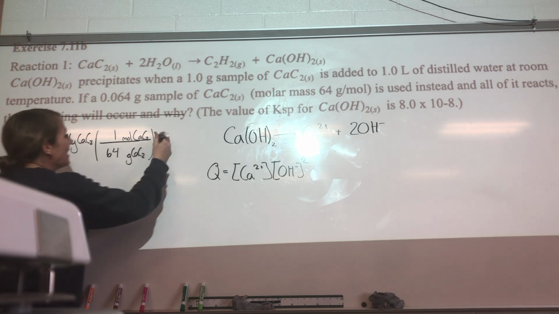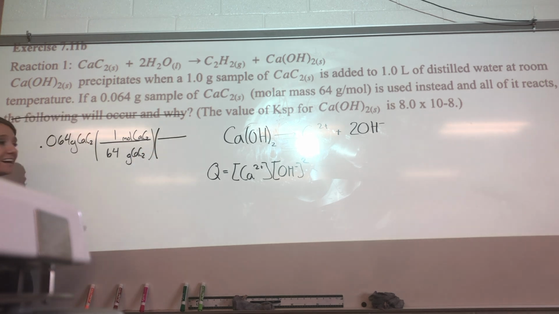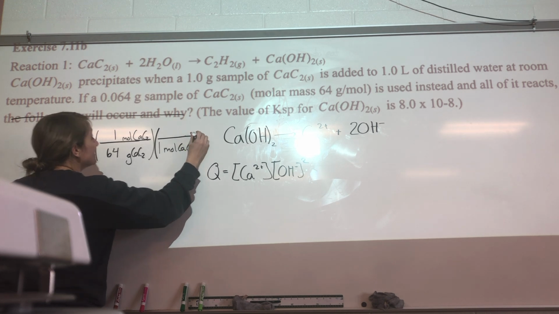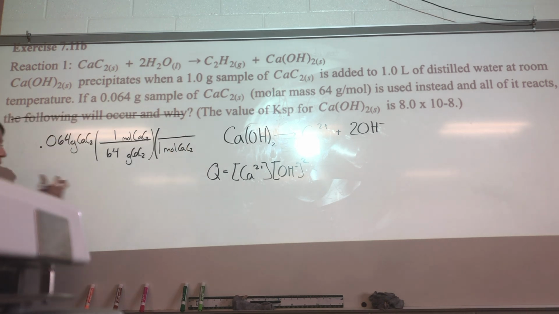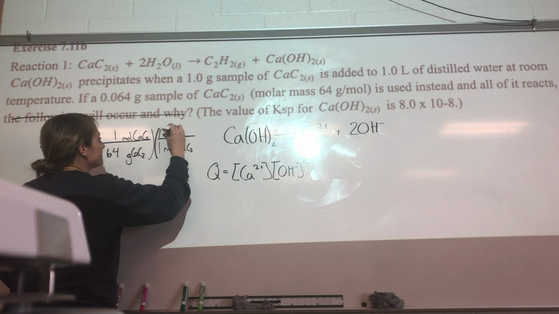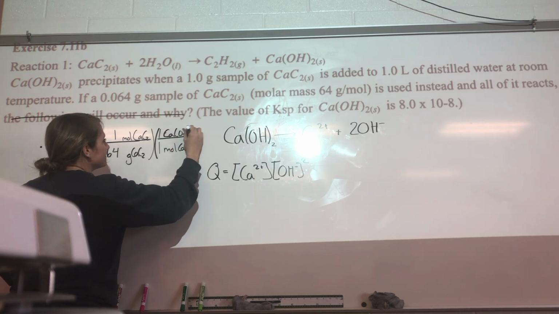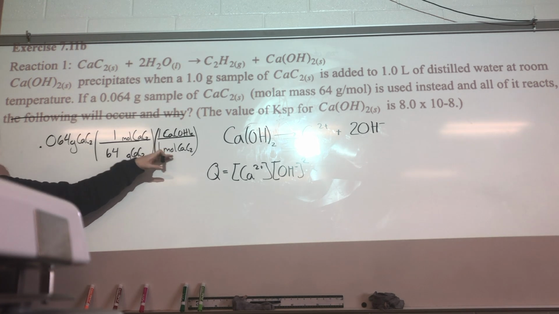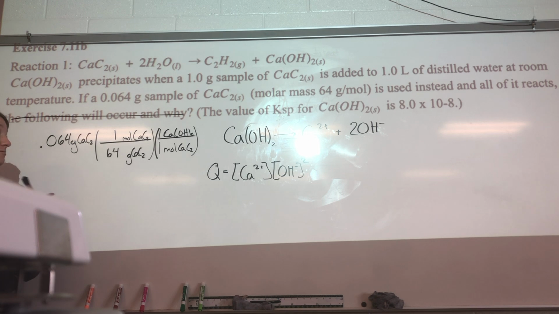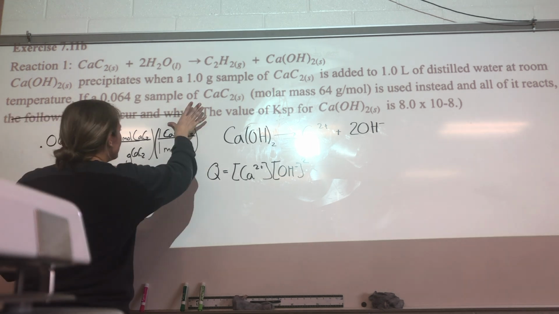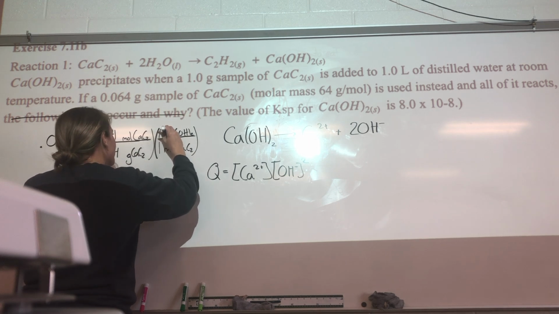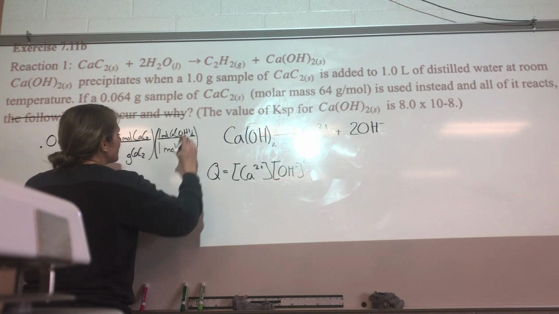So, okay, for every 1 mole of calcium carbide that reacts, 1 mole of calcium hydroxide forms. So it's just going to be... Now, once again, I know this does nothing mathematically, but it's important to think through that mole ratio. I forgot to write mole. Okay, my parentheses looked really big.